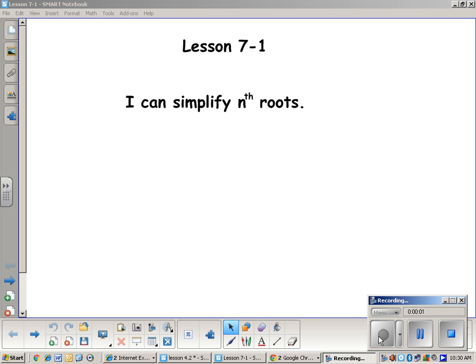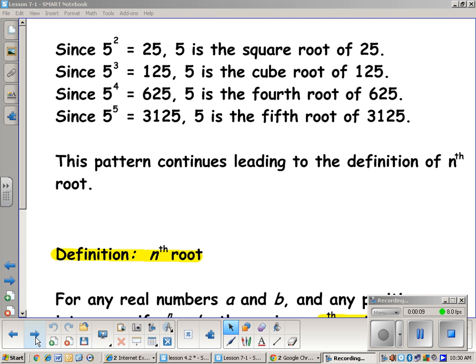Focus on simplifying roots other than just square root, although we'll continue to simplify square roots. Okay? And so some of these notes may seem to be a little long-winded. I want to make sure that you have an opportunity to get enough examples down to understand what's going on.